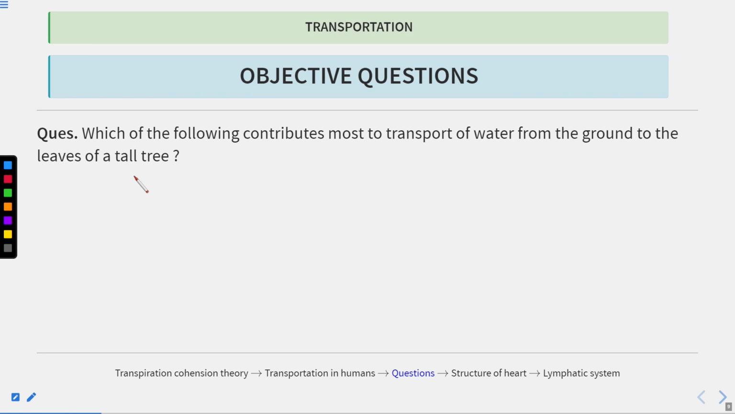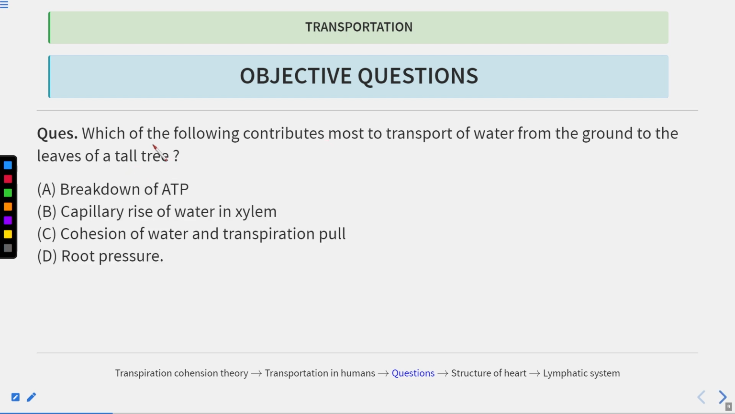Now, which of the following contributes most to the transport of water from the ground to the leaves of the tall tree? Okay, we're talking about the tall tree here. How the ascent or the transport of water takes place from the ground to the tall tree. So there are a lot of forces. All these forces combine and they help in the ascent of the sap. So first let's have a look at the options.